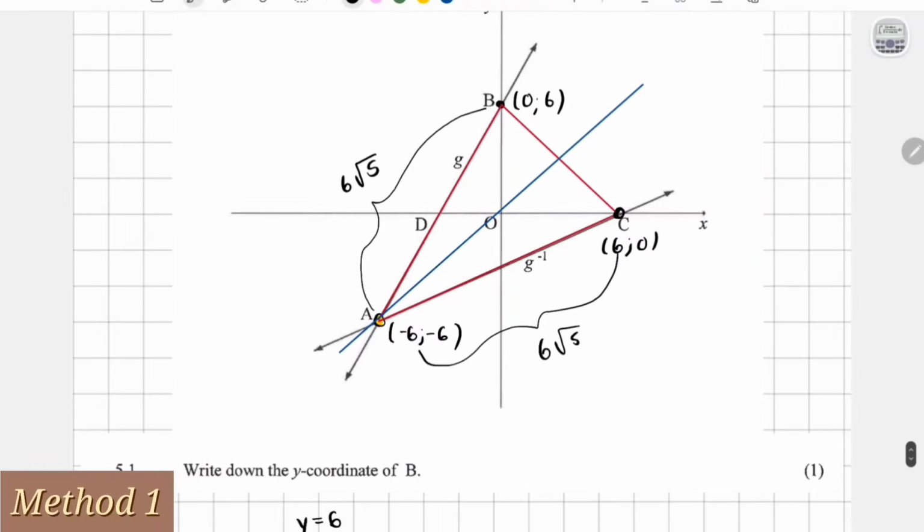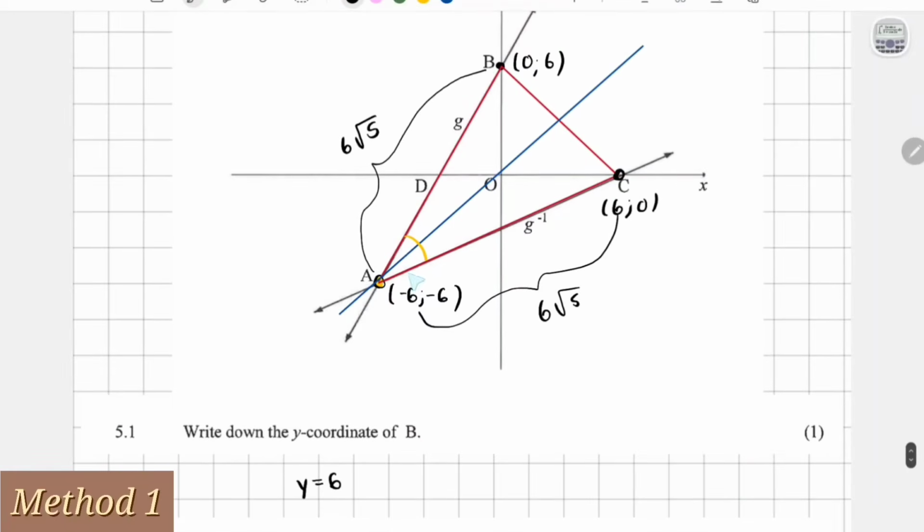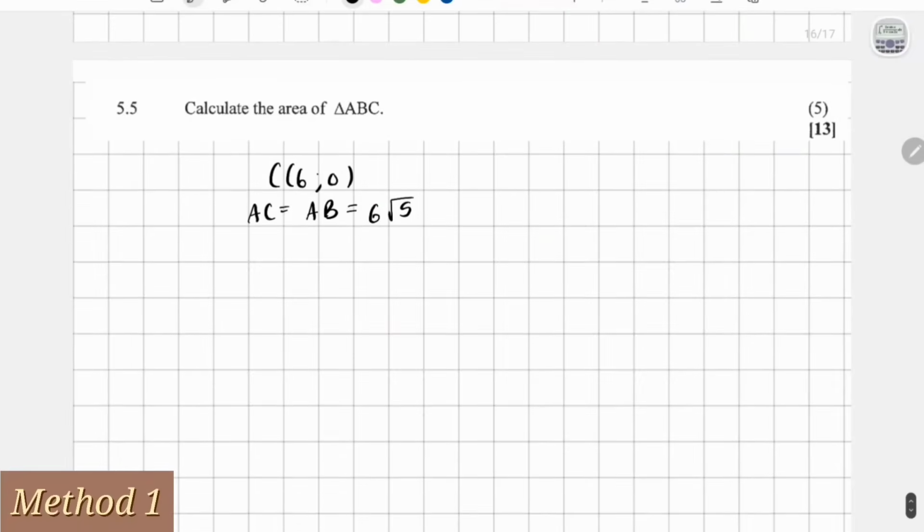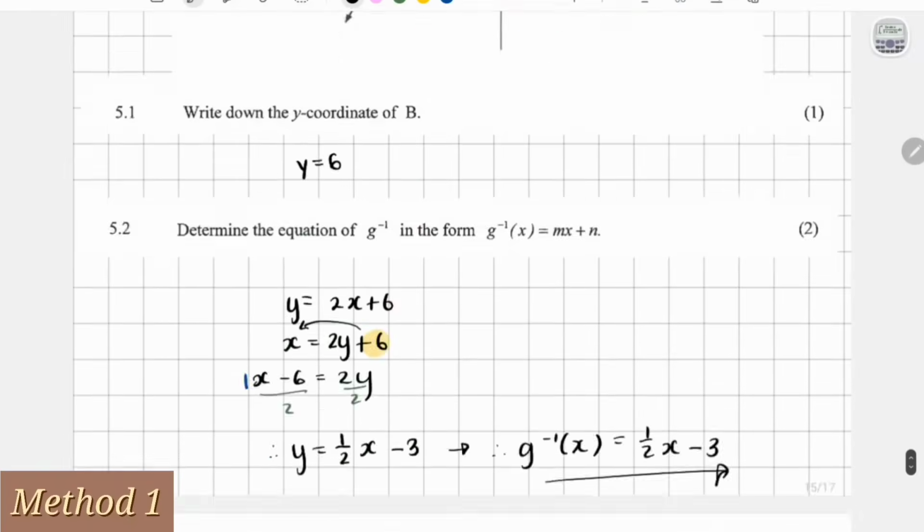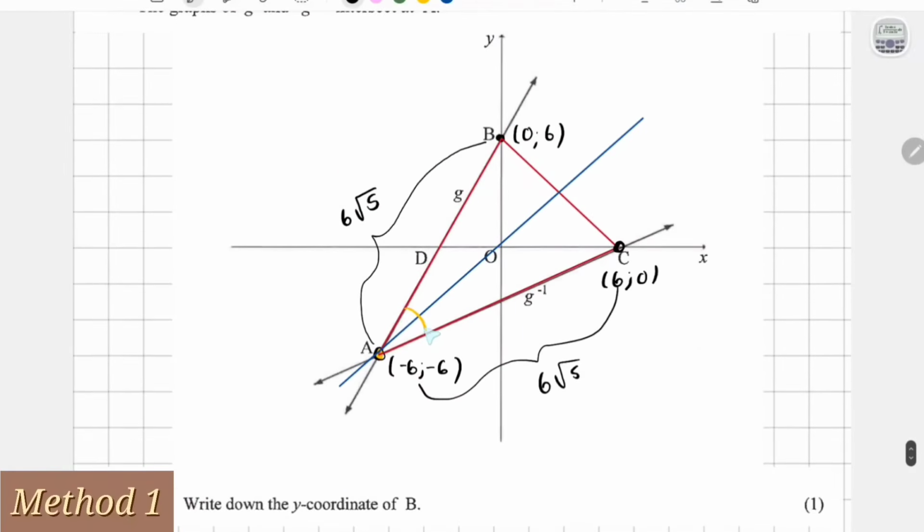What we can do now is find this angle in between. If we find this angle over here, we'll be able to find the area of this triangle using the area rule. Okay, so all I'm going to put down so far is I know the coordinates of C, that's 6 and 0, and I know that AB is equal to AC. So AC is equal to AB, which is 6 square root 5. Now that we have that down, we just have to find this big angle over here.